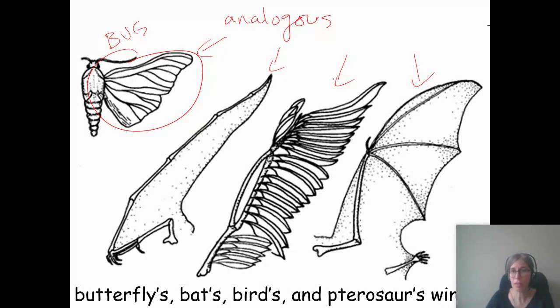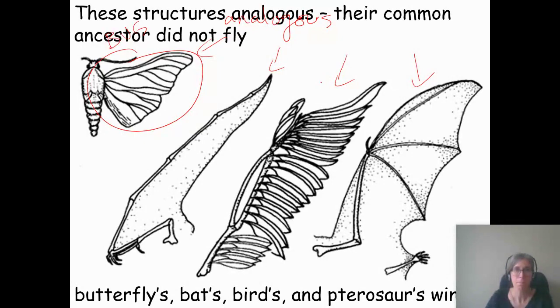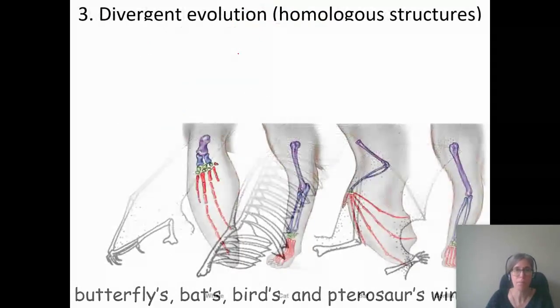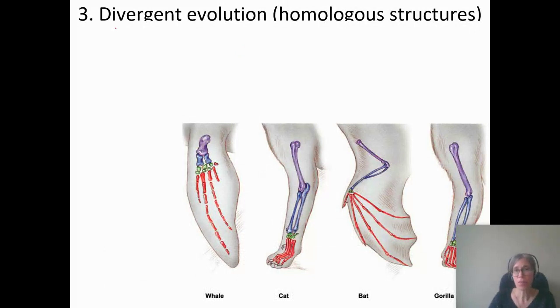They look alike because of convergent evolution. They ended up having the same adaptations to do the same things, flight. So these structures are analogous. Their common ancestor did not fly. Okay, the third piece of evidence of evolution is divergent evolution, which produces homologous structures.